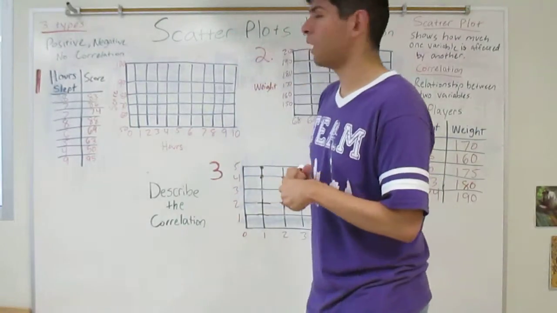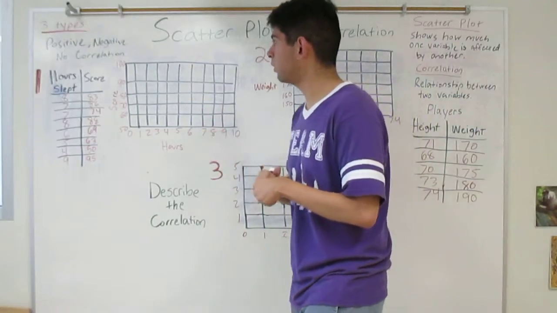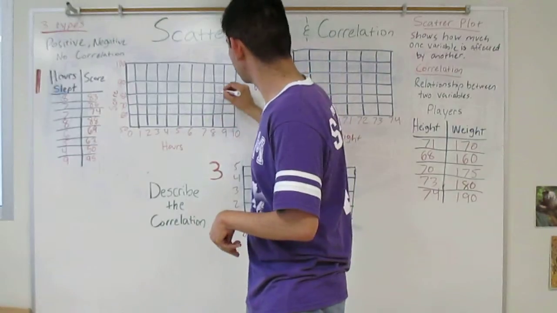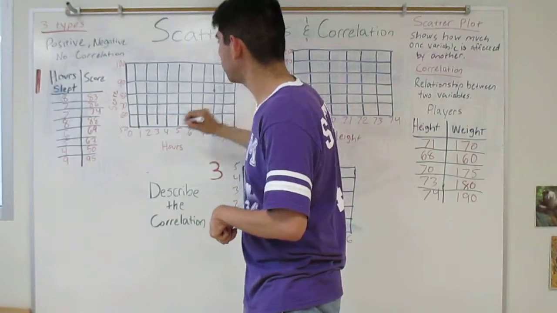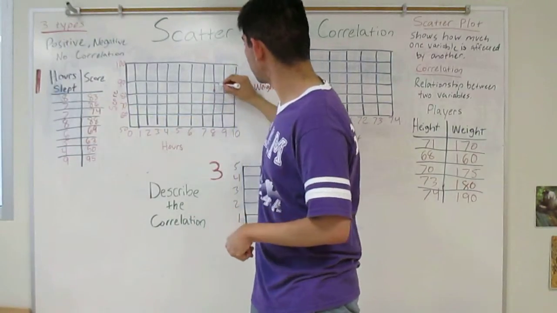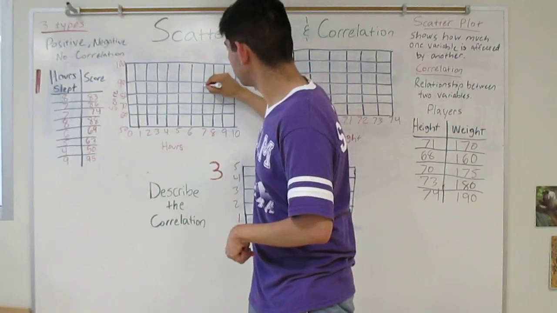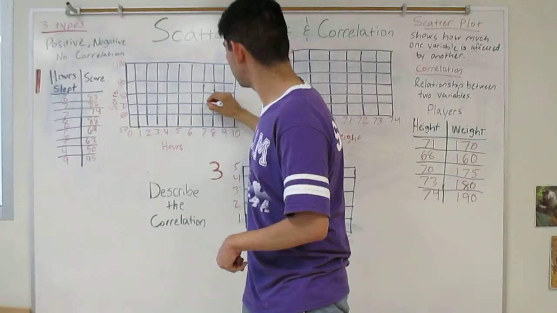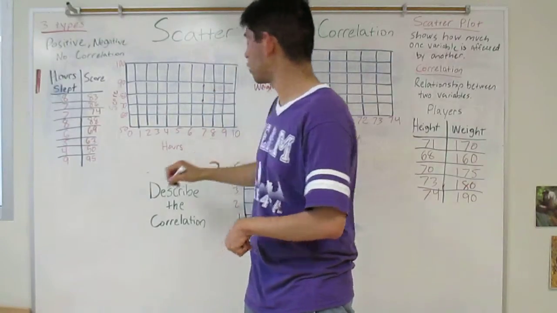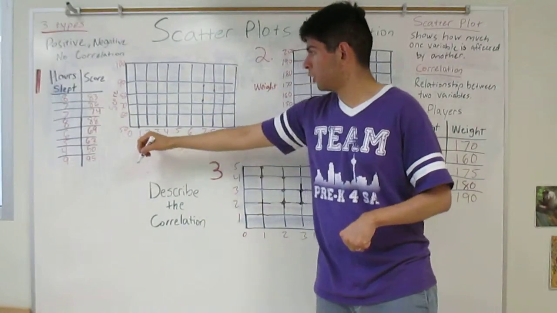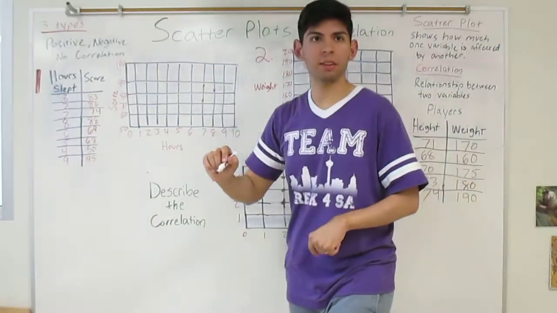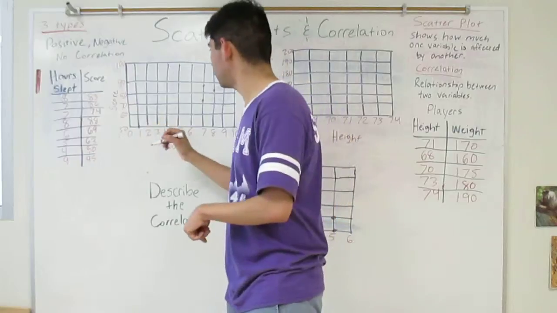Plot the data points. If you haven't done so already, I will do so right now. So we have 8 hours slept, and that'll be 83. Put it somewhere around right here. 7 hours slept, 86. 7 hours, 74. Again, make sure every time you plot one, you go horizontal, and then you go vertical up, and then you make sure you plot the points. If you have any questions, please let me know.